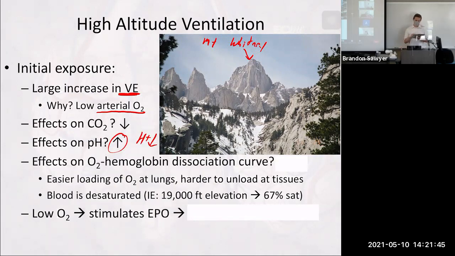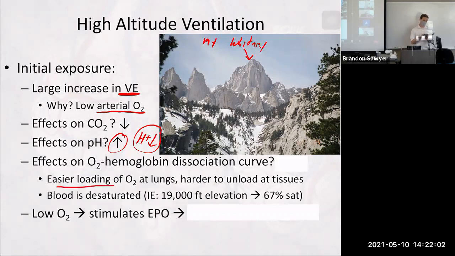Okay, so what would happen if our hydrogen ions go down, our CO2 goes down? Well, what effect would that have on that oxygen hemoglobin dissociation curve? Well, it does the opposite of what we were talking about before. Before we were talking about the rightward shift. This would be the opposite. This would be a leftward shift now.